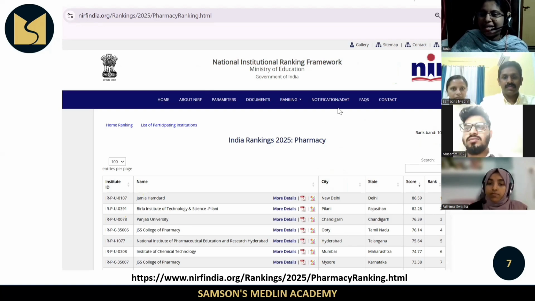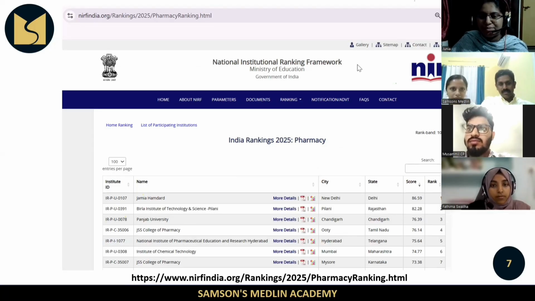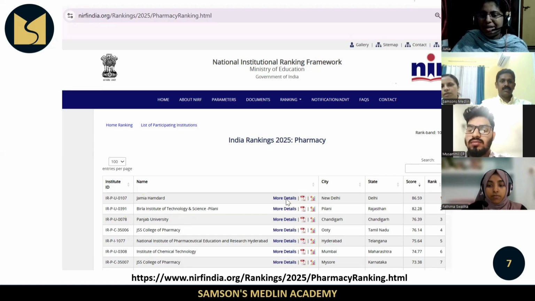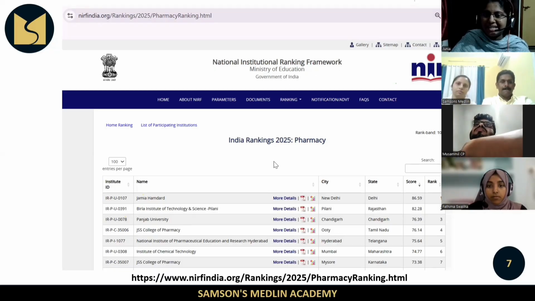So this is actually a list by NIRF based on the top pharmacy colleges. Every year there will be a revised list, and this is the list as per 2025. So if you are looking for a very good institute for your M.Pharm program, you can always research through this NIRF portal, see what all the colleges are, and get more details of each college from this list. So you can take it as additional knowledge.